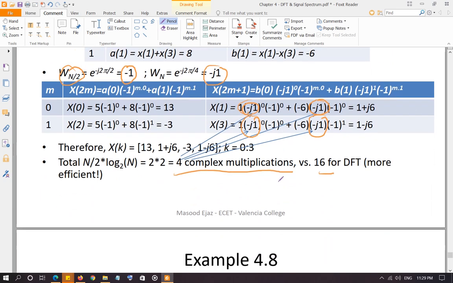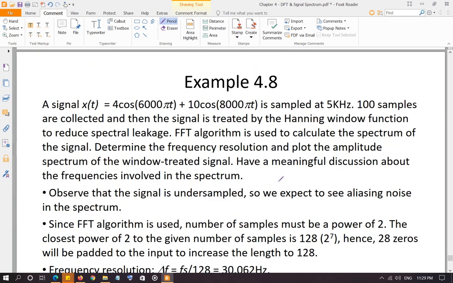All right. If I don't ask you, you are free to use MATLAB. All right, let's move on to example 4.8. You have a signal 4 cosine 6000 pi t plus 10 cosine 8000 pi t, sampled at 5 kilohertz. All right, so look at the frequency first. This is a 3 kilohertz component, and this is the 4 kilohertz component. So you have 3 kilohertz and 4 kilohertz components in the signal.